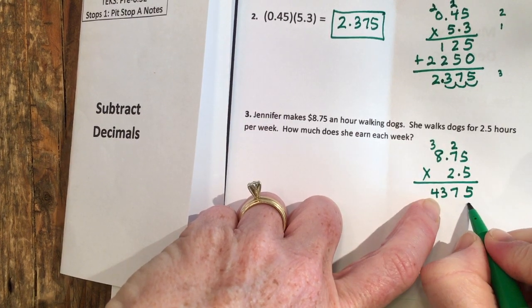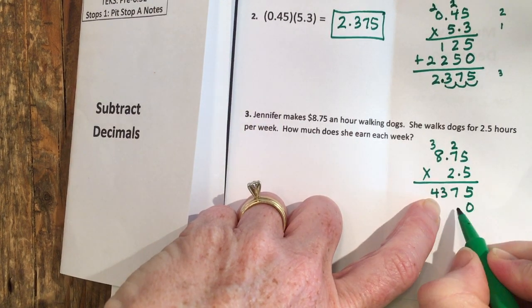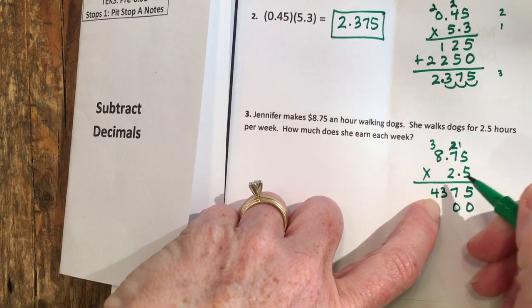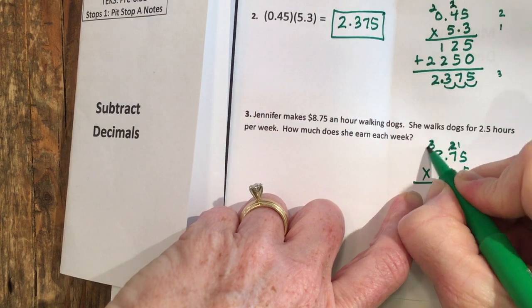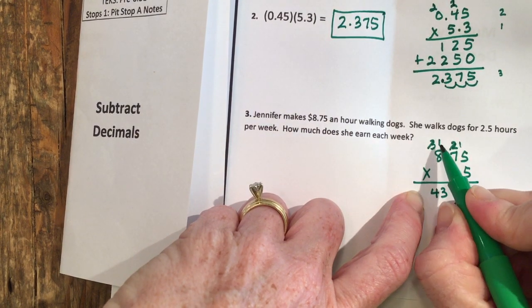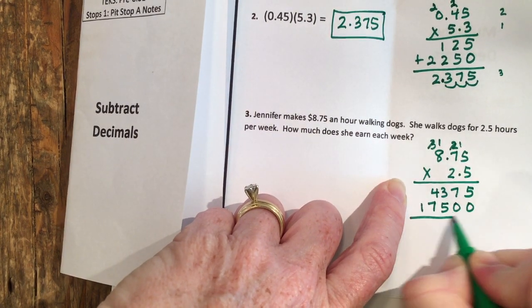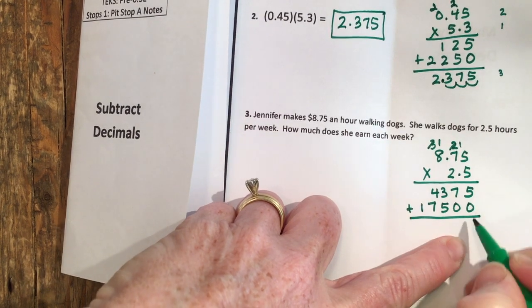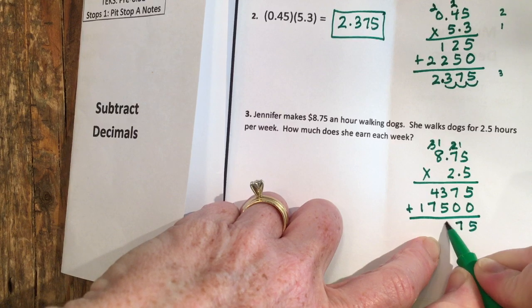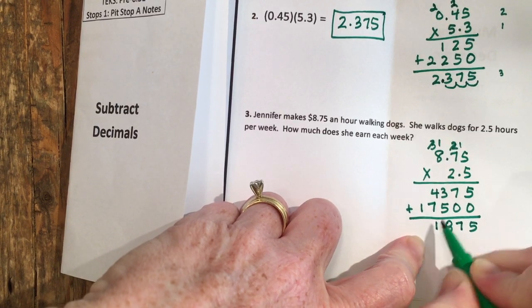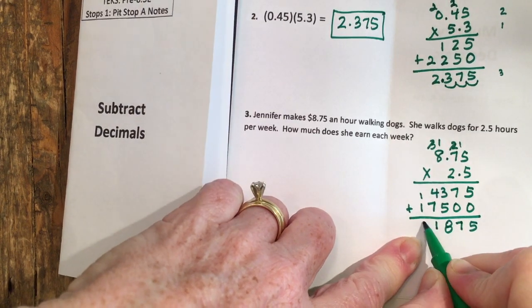Start your second row with a 0, and then 2 times 5 is 10, carry your 1. 2 times 7 is 14, plus 1 is 15, carry your 1. 2 times 8 is 16, plus 1 is 17, and now it's time to add. 5 plus 0 is 5, 7 plus 0 is 7, 3 plus 5 is 8, 4 plus 7 is 11, carry your 1, 1 plus 1 is 2.